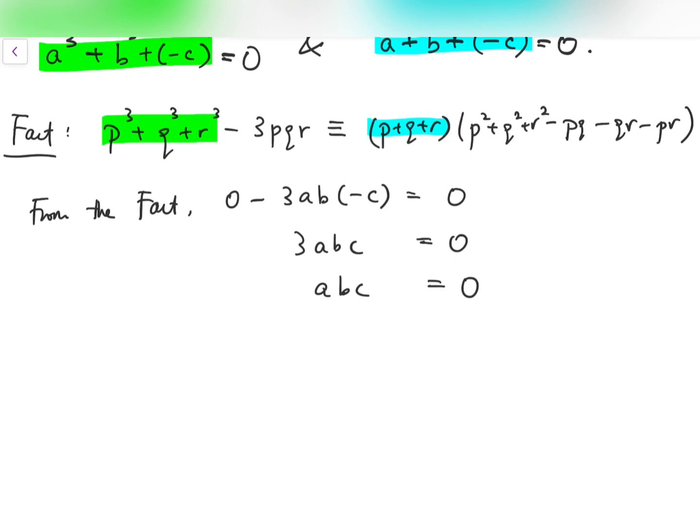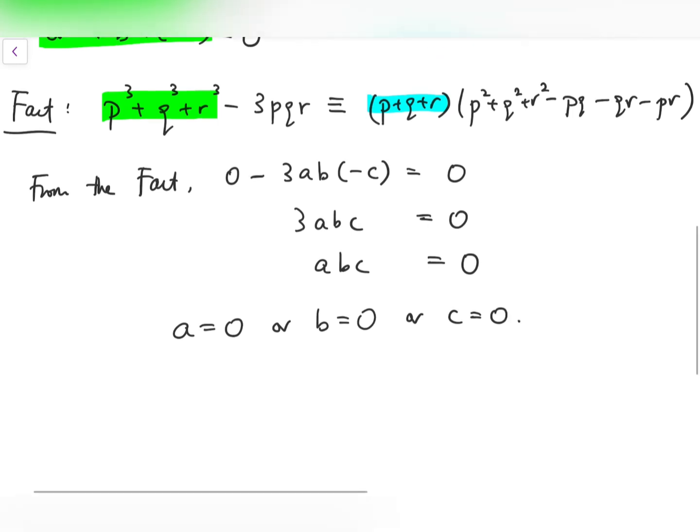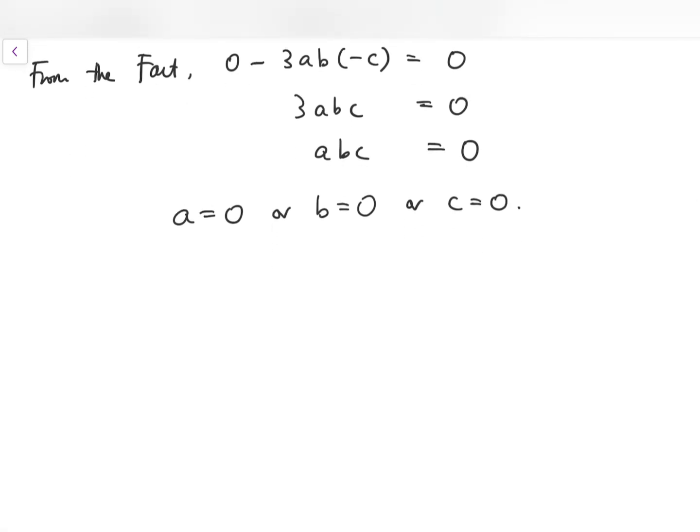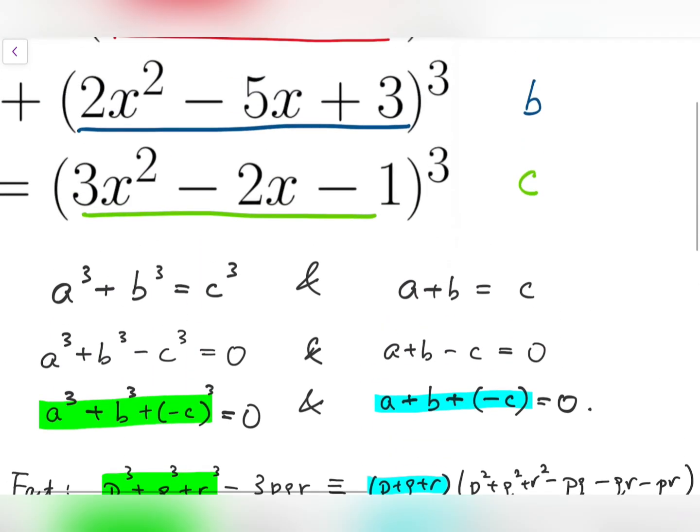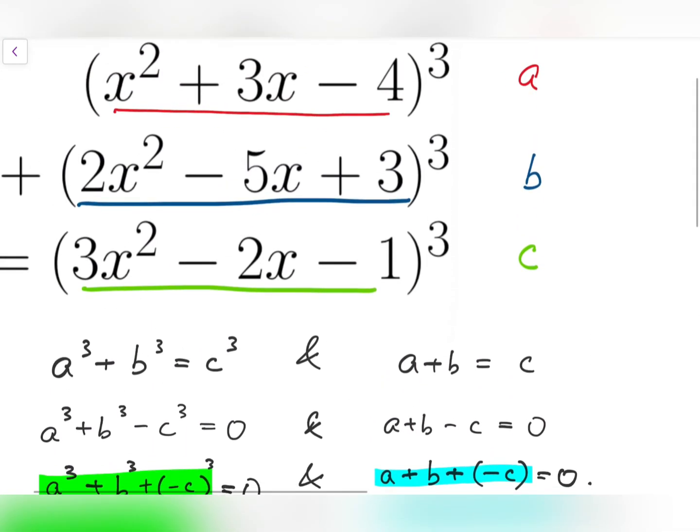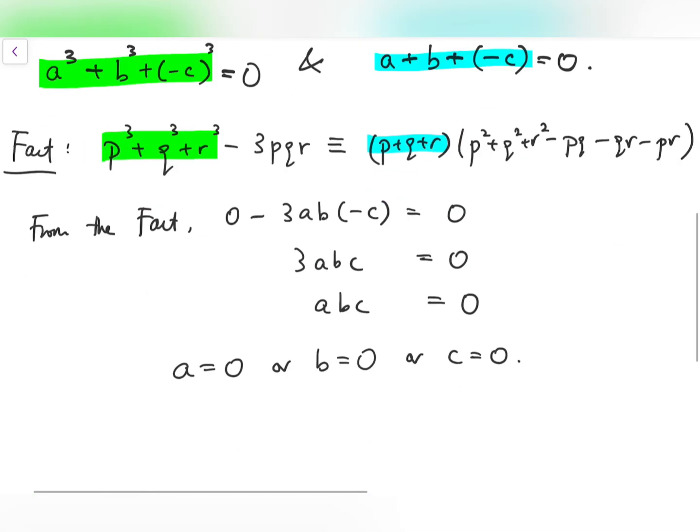And we know that if the product of three numbers is 0, then one of them has to be 0. So either a equals 0, or b equals 0, or c equals 0. At this point, we're actually not trying to solve for a, b, and c. We're trying to solve for x, and a, b, and c each equal some quadratic expression of x. So at this point, it's just an elementary maths question at school.